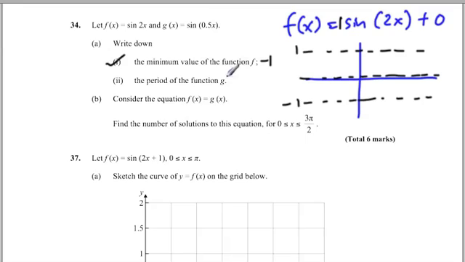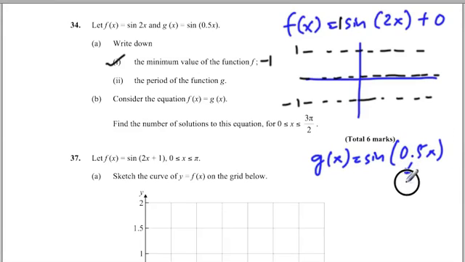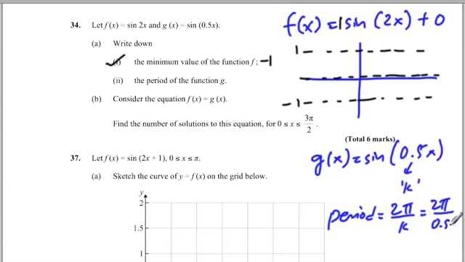The period of the function g. If we look at g, this is g right here. g of x is equal to sine of 0.5x. If you remember, this is our k value. So the period is equal to 2 pi over k. In other words, it's 2 pi over 0.5, which is equal to 4 pi.